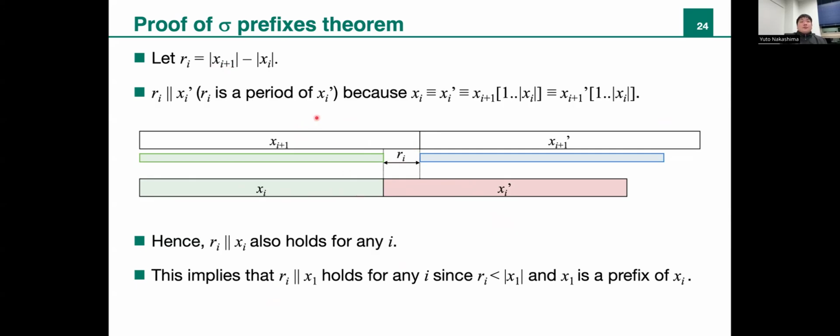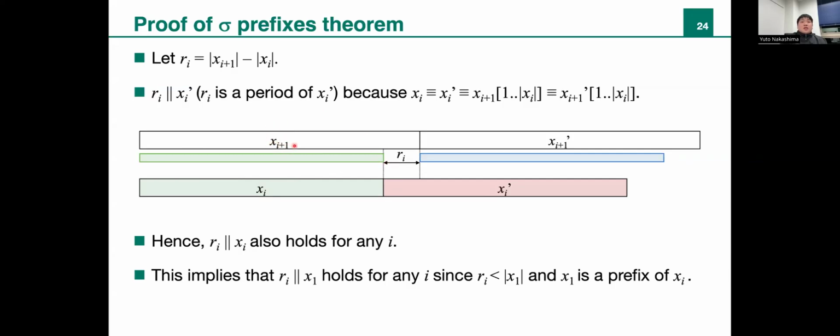So because of these reasons, we can see that Ri is a parameterized period of xi prime. Okay, so let's see this figure. So xi and xi prime are parameterized equivalent, because this is a parameterized square. So xi also occurs as a prefix of this x_{i+1}, this green one.